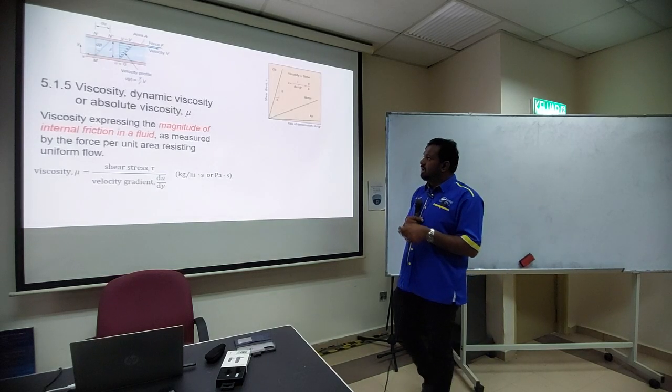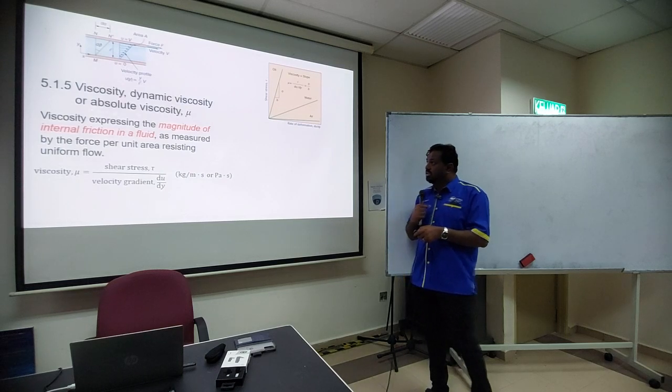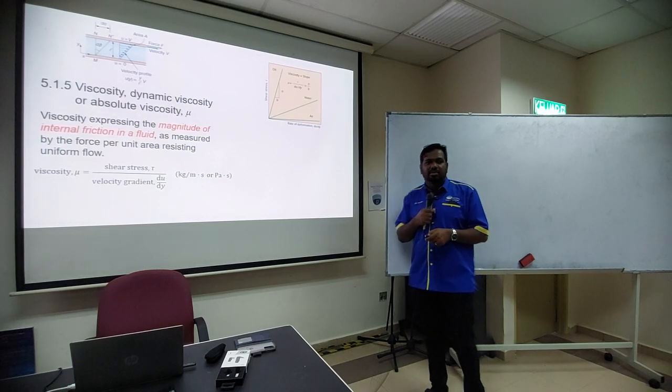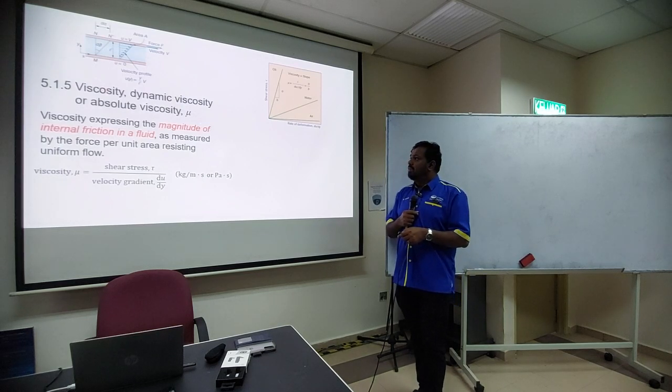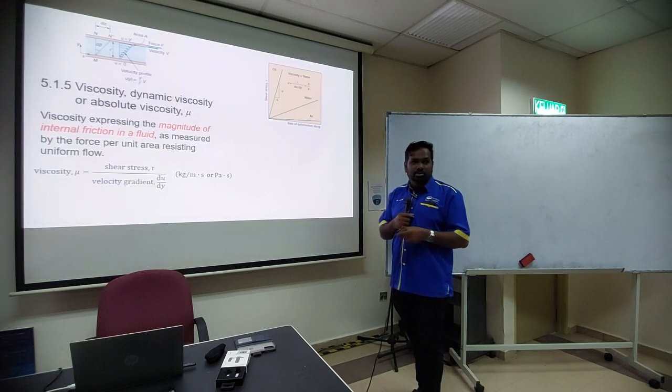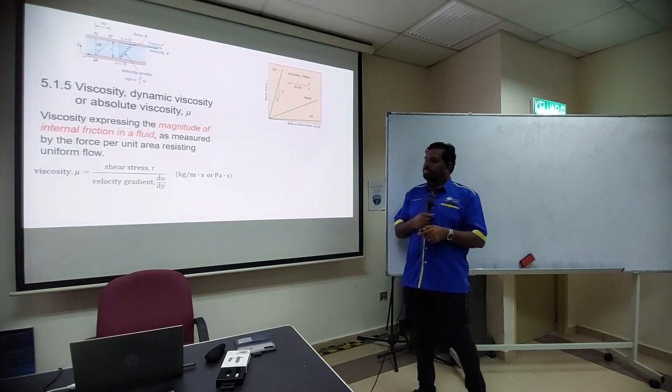Then we move to viscosity. Another parameter that we can see is viscosity, but under that we have two further terms. We call it dynamic viscosity or absolute viscosity. This is the symbol for viscosity, mu.